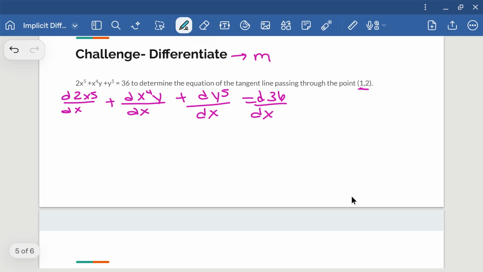So now I want to go through and actually take the derivatives, but it does get a little bit messy. For instance, if I start with this first one, if I take the derivative of 2x to the power 5, bring the 5 down, I get 10x, subtract 1 from the exponent, to the power 4. Then I want to move on.